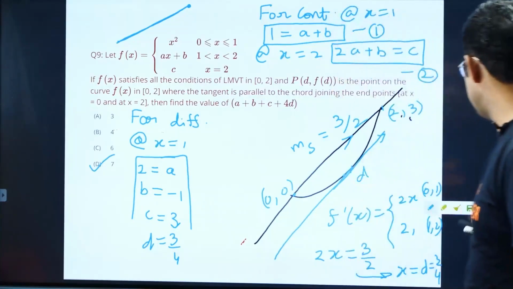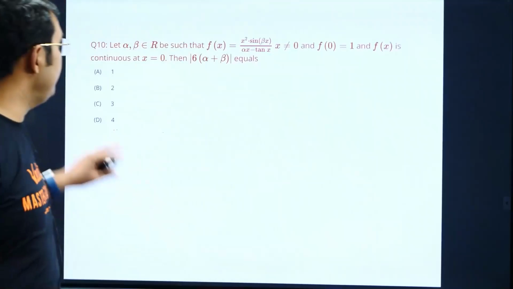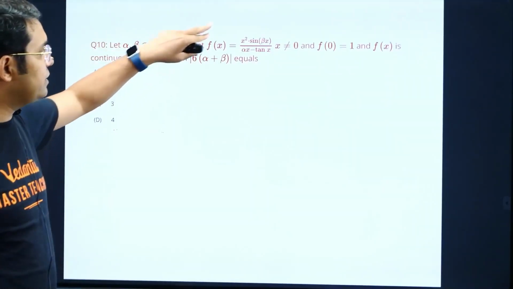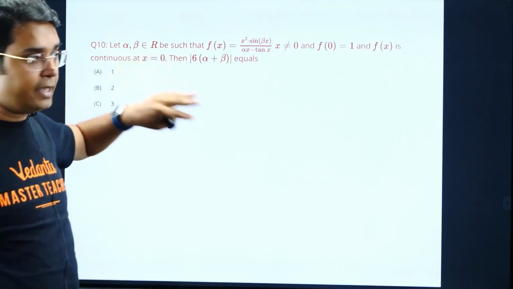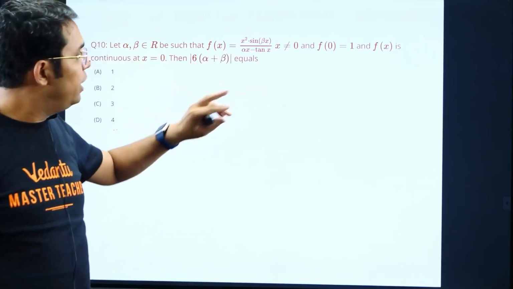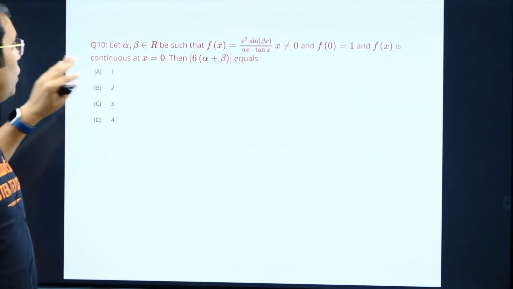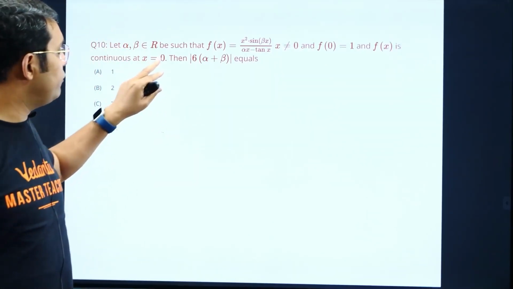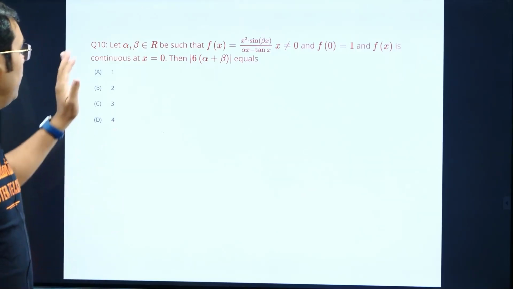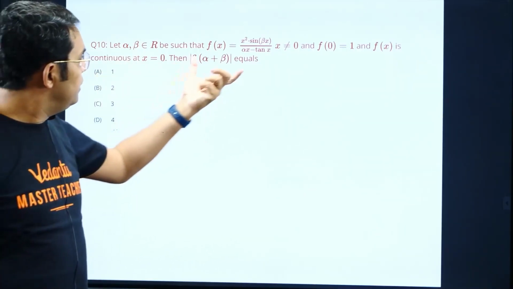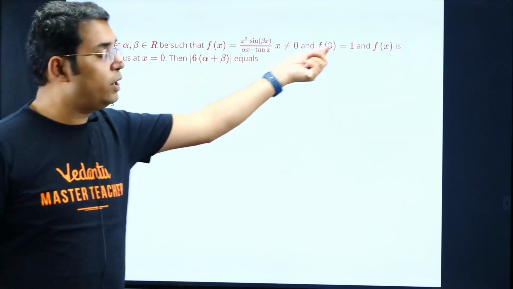Now moving to the next question, that is question number 10. We are given alpha, beta belongs to R such that f(x) is equal to x square into sine beta x upon alpha x minus tan x for x not equal to 0, and f(0) is equal to 1, and f(x) is continuous at x is equal to 0. Then we have to find 6 times alpha plus beta. Very simple question, bacho. We have to find the limit so that it is continuous, means the limit should be equal to 1.